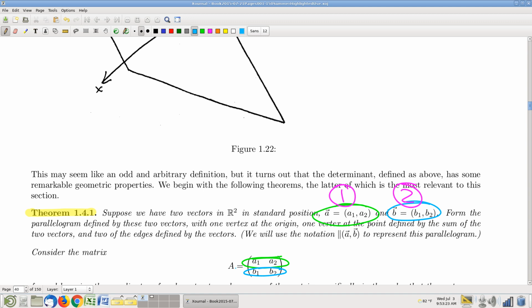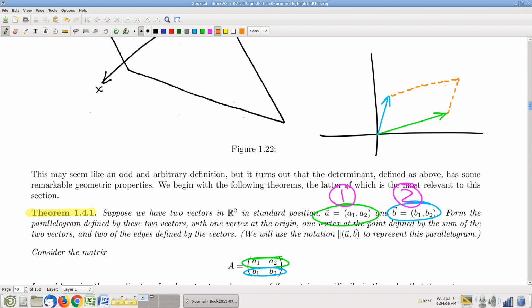The second thing that I'm going to make out of these two vectors seems like a weird thing to do. Let me make an axis system over here. I'm going to take the first vector and the second vector, and out of the two of them, I'm going to make what I'll call the corresponding parallelogram. So out of these two vectors, I've made an algebraic object, namely a matrix. I've made a geometric object, namely a parallelogram.